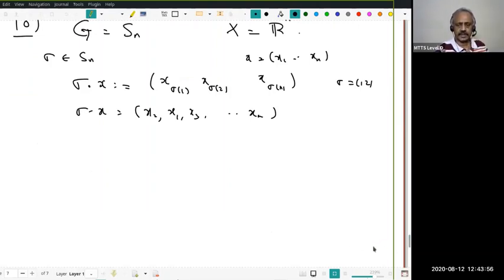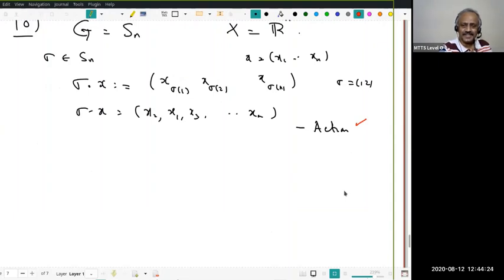Now let's look at this. You can check this is a group action, because when tau acts on that, how will it act? It will be sigma 1, this will act on tau of sigma 1, tau of sigma 2, which is tau sigma, right? At least in this case, I am right.